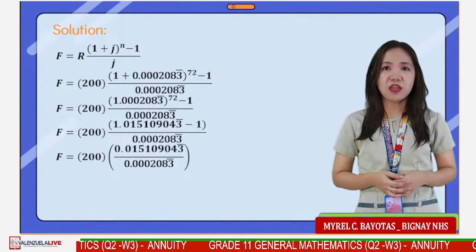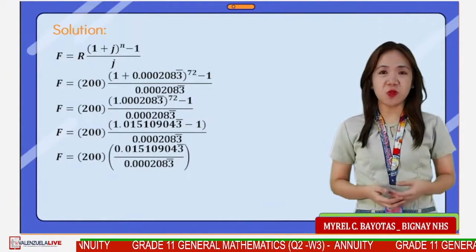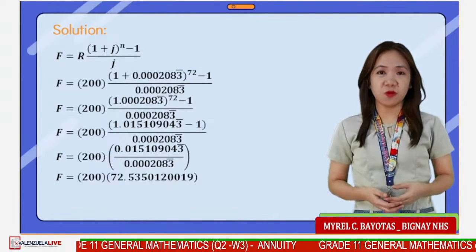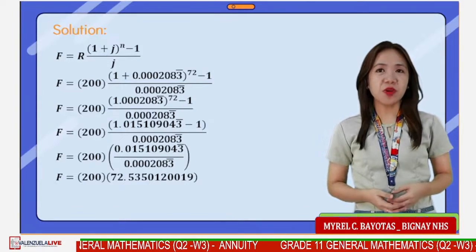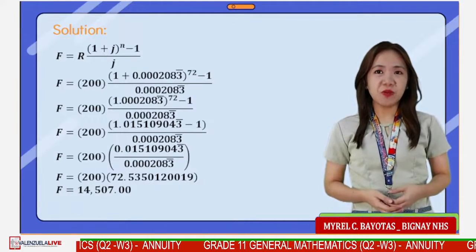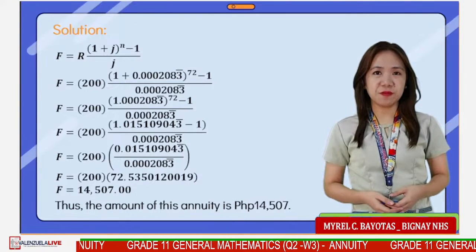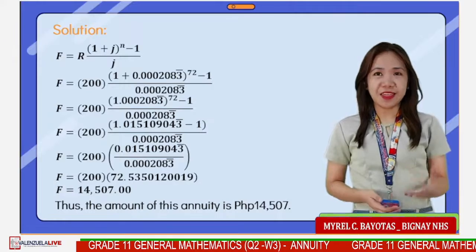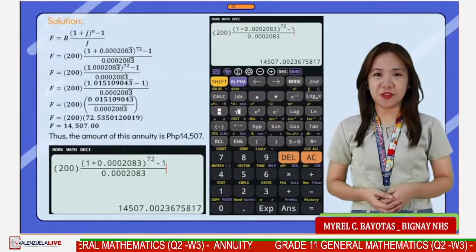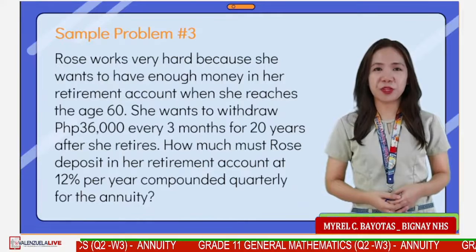That gives us F equals 200 times 0.01510943 divided by 0.0002083. That makes F equals 200 times 72.5350120019, resulting to F equals 14,507. Therefore, Marie will be able to save 14,507 pesos for her graduation. Again, let me show you how the solution will look like once you encode it in your scientific calculator. Let's proceed to sample problem number 3.